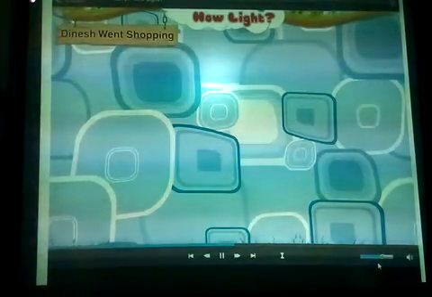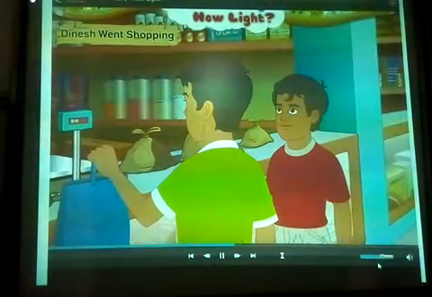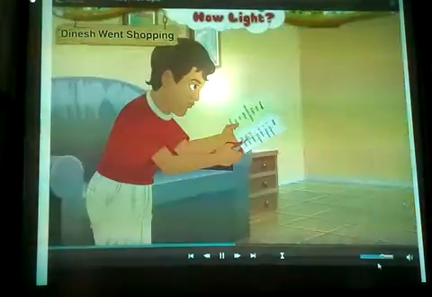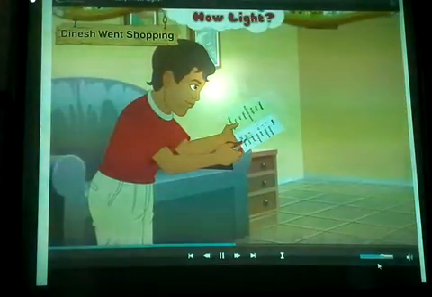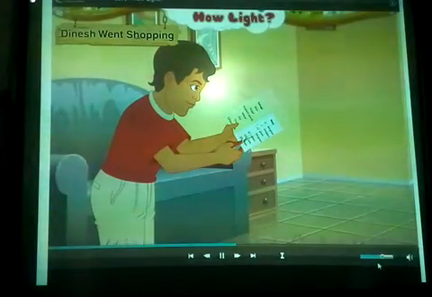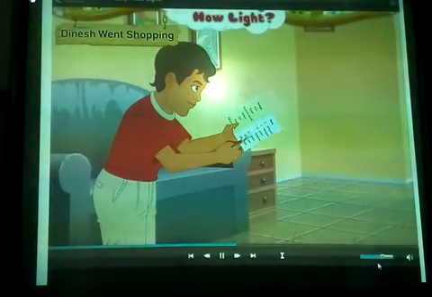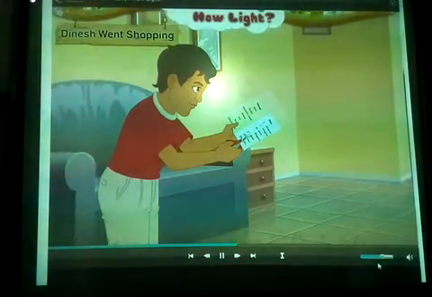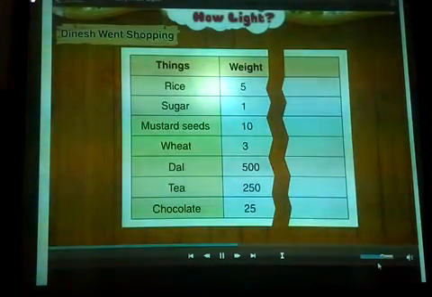Dinesh went shopping. Dinesh went to a shop and bought some things. His younger brother cut the part of the bill where the weights were written. Guess and write the weight of each thing he bought in gram or kilogram. The part of the bill is given here.